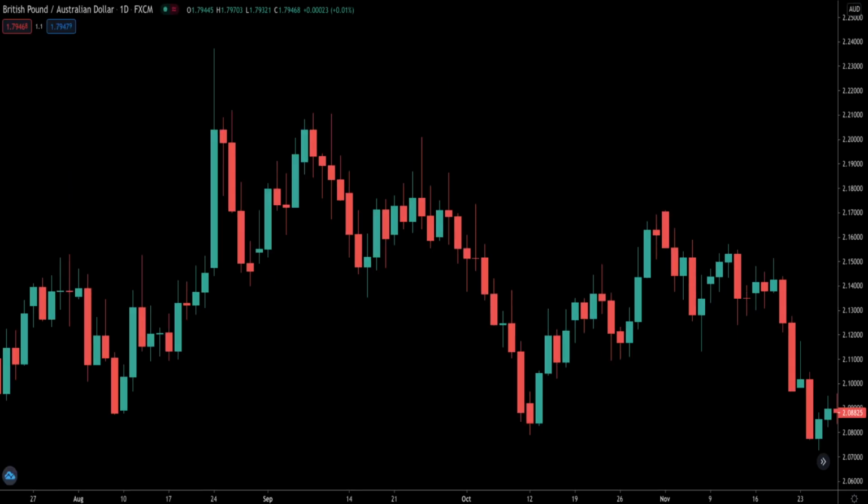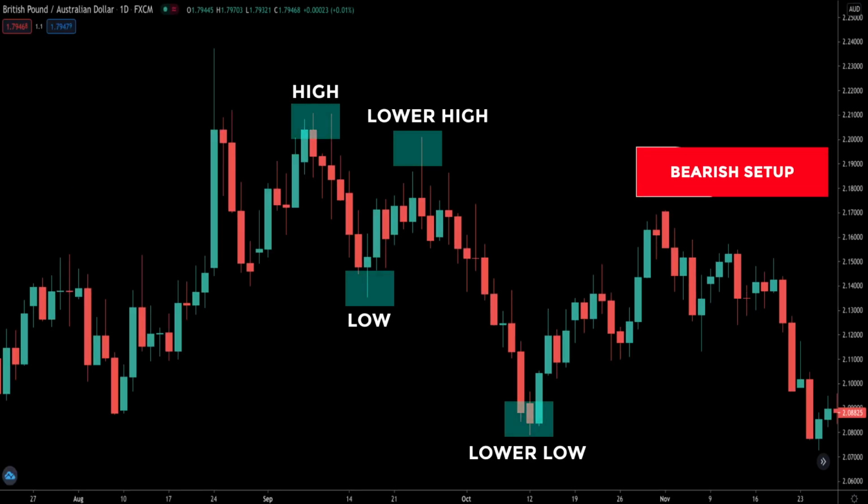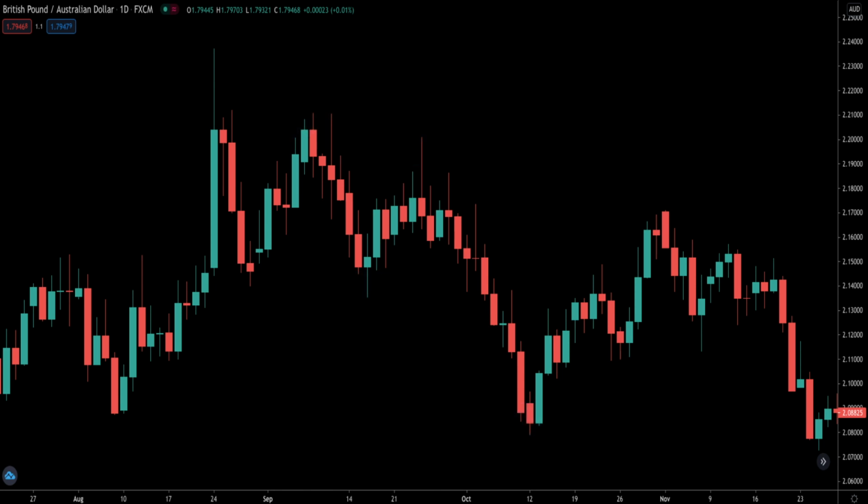Let me run you through another example, this time a bearish setup. Right here, this currency pair is bearish because it is trending down. Observe the swing lows and swing highs and you will see that price has been making a series of lower lows and lower highs. Next, we need to find a strong resistance level to sell this currency pair.